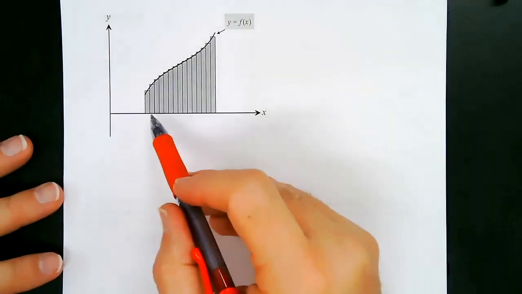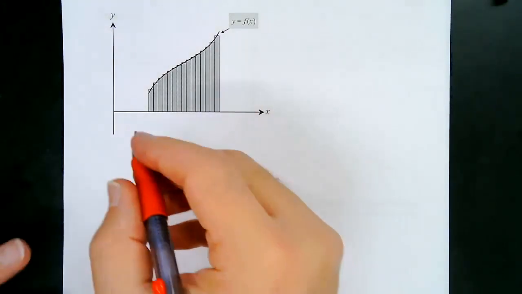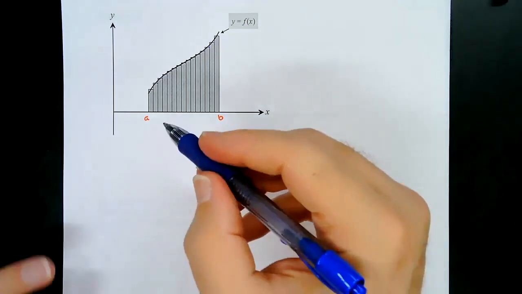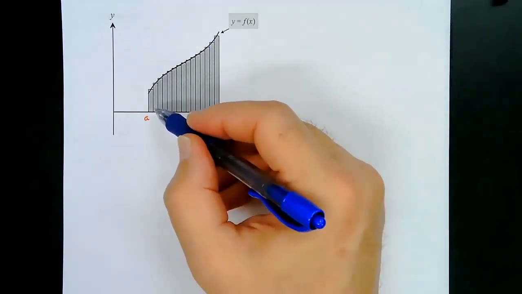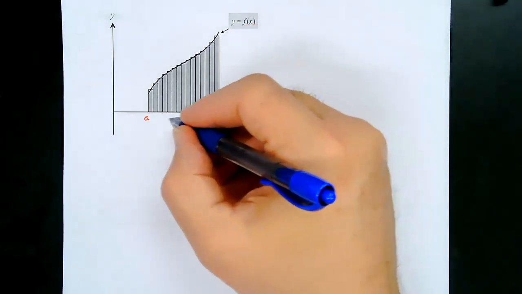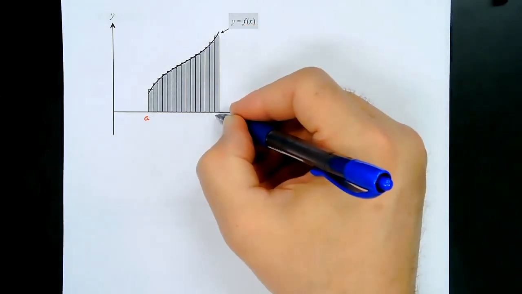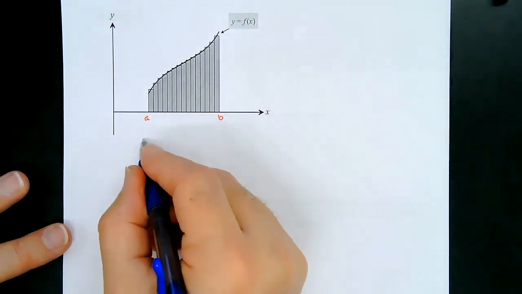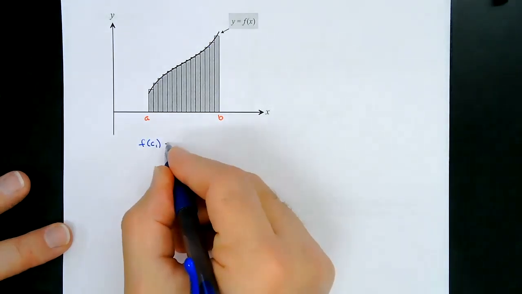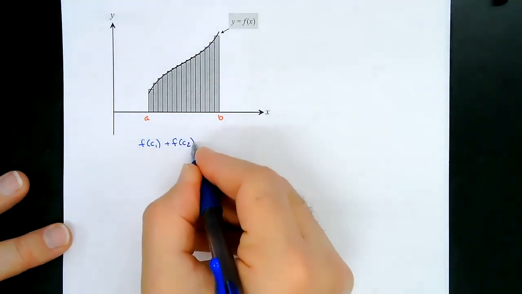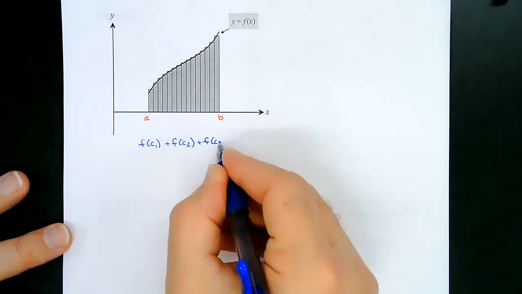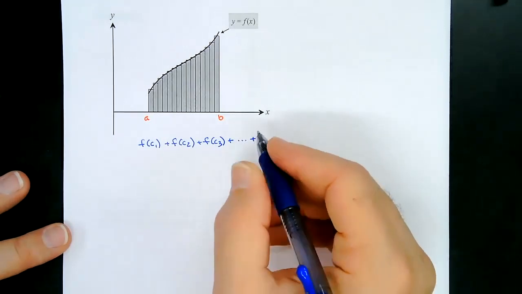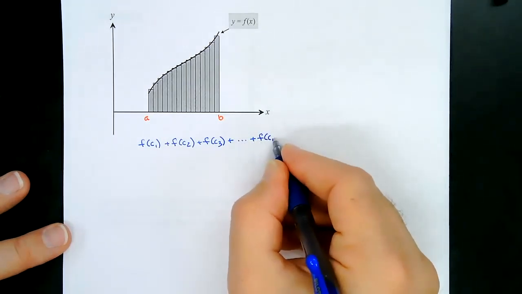So this time we're going to make n of these. Again, this left endpoint is a, the right endpoint is b, and each one of these would be c sub 1, c sub 2, and so on. This last one would be c sub n. So if I wanted to find the average of n of them, I would take f of c sub 1 plus f of c sub 2 plus f of c sub 3 plus, I can't write them all, dot, dot, dot, plus f of c sub n.